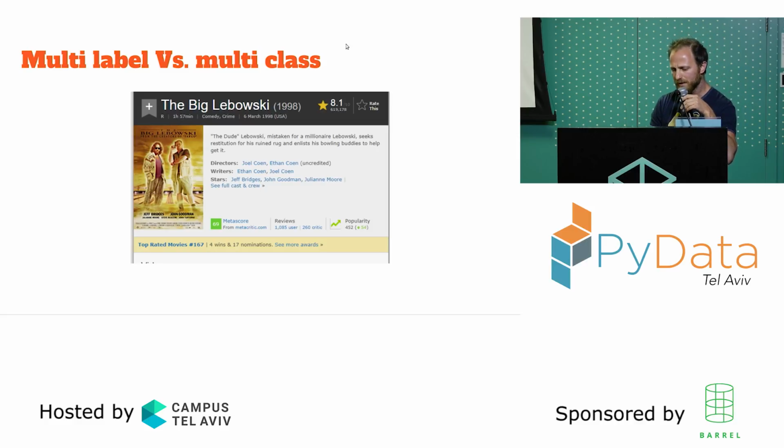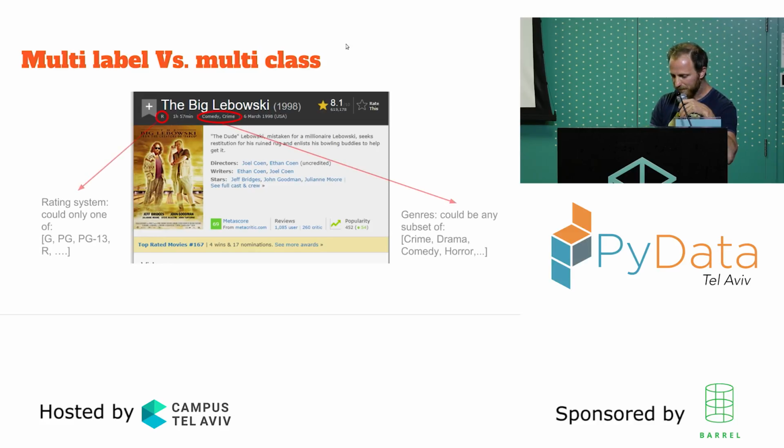So before I show some techniques, I want to get something straight: multi-label versus multi-class, which sometimes get confused. When we're talking about multi-class, it's a regular classification, but it's not binary, meaning the rating system here can be G or PG-13 or R-rated, so it can get several different values. And the genre is a subset of all the genres it could be. So this is multi-label. So this is clear.